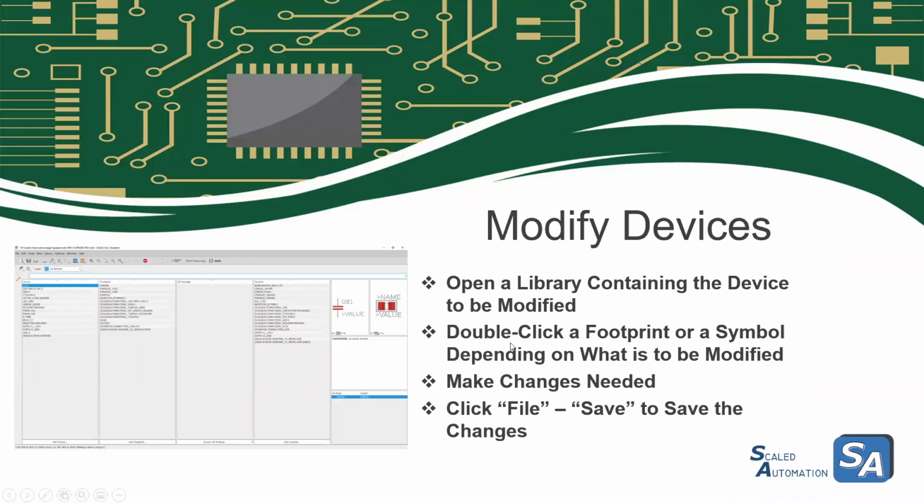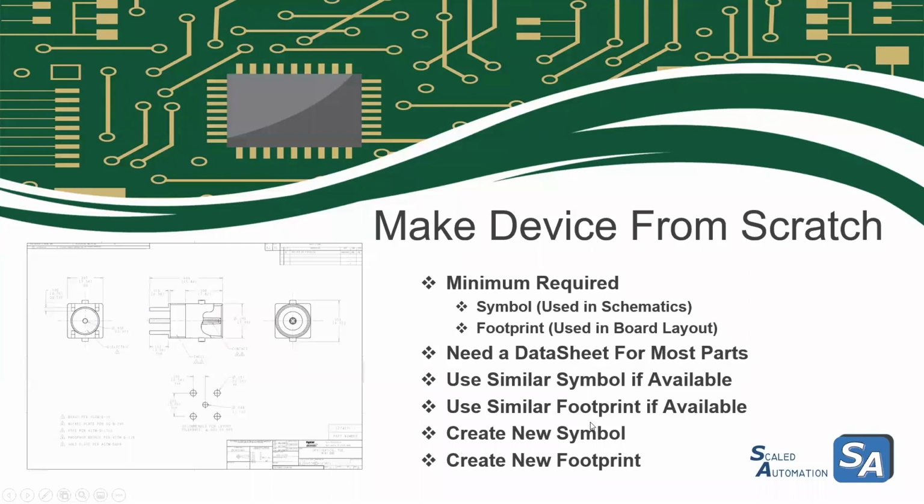Okay, so we modified the device, showed how to modify the footprint to show an outline. We hit File Save to save it. So now let's talk about making a device from scratch. And what we want to do to make a device from scratch, we're going to need a symbol and a footprint. We need a data sheet for most parts.